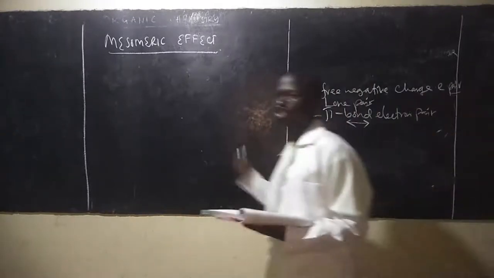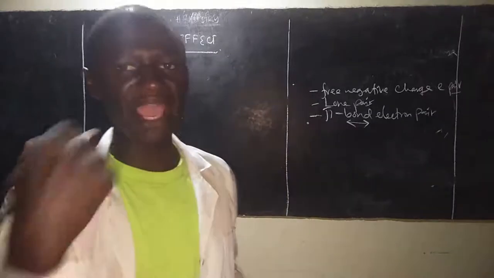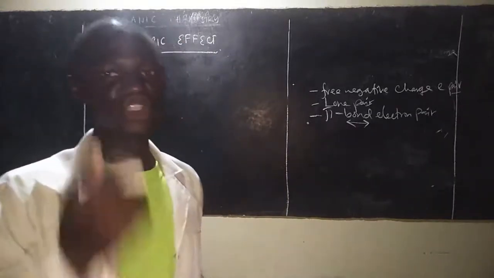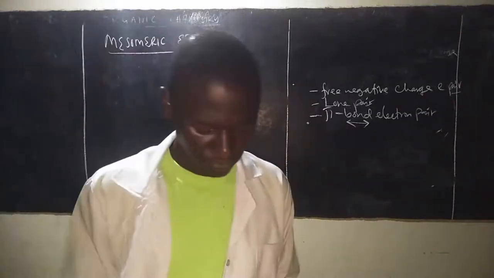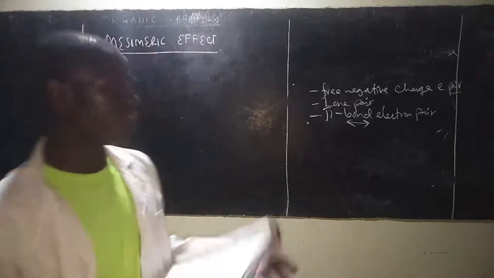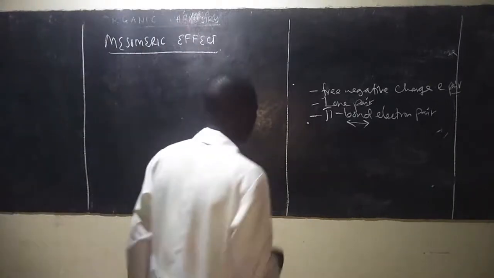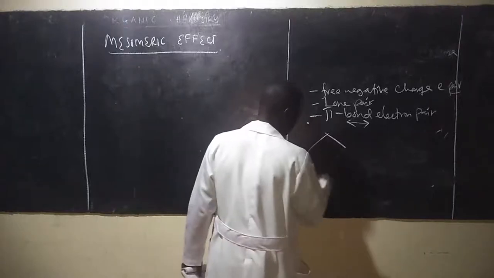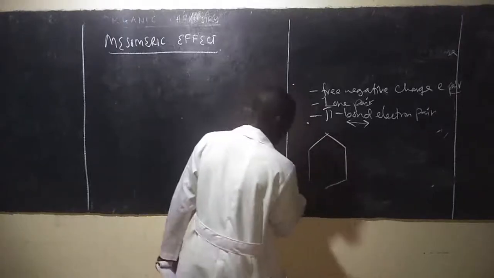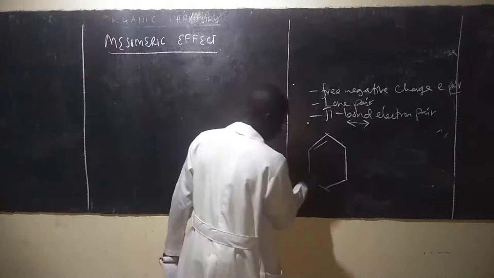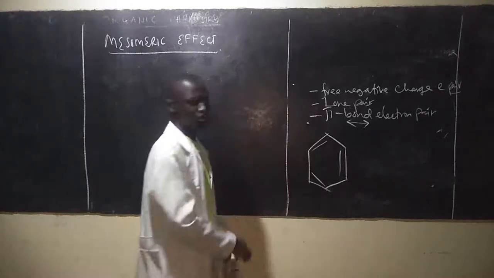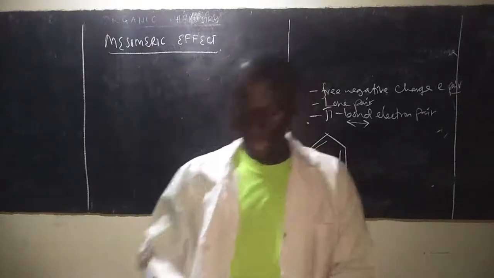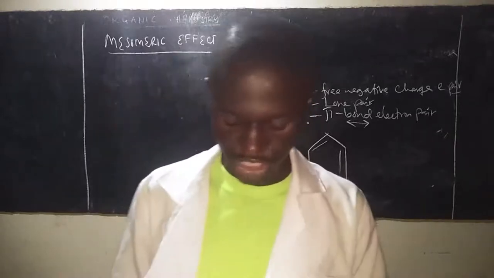Hapo unaweza kuona kinachomungu ni nini? It is the pair of electrons. Pair, not one electron, a pair of electrons. So kwa mfano ile molecule yetu tuliyoonyesha ambayo ni benzene. Kwenye benzene hapa the electrons which are involved, they are the pi bond electrons. So unaona hizi ndizo ambazo zinakuwa zina move, so they are pi bond electrons kwenye benzene hapo.